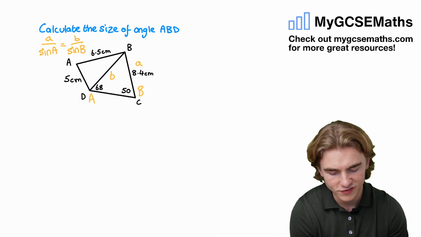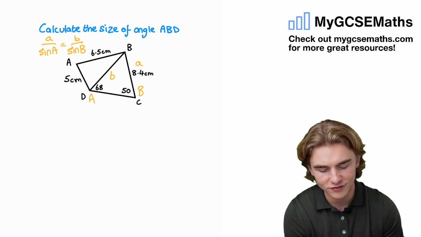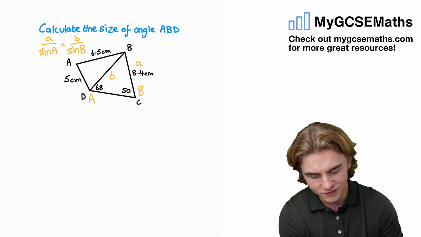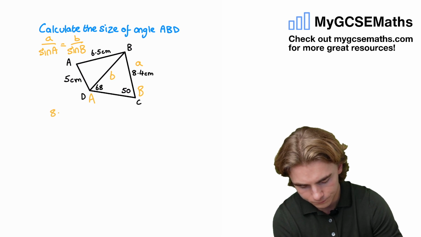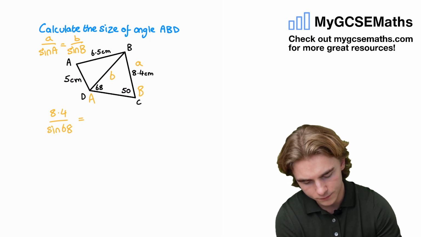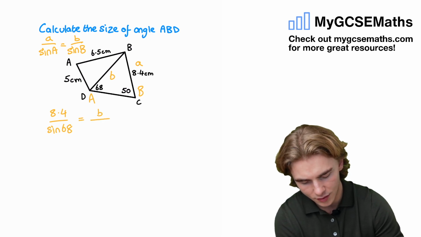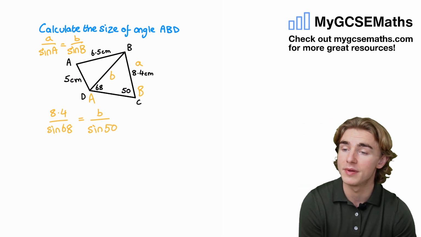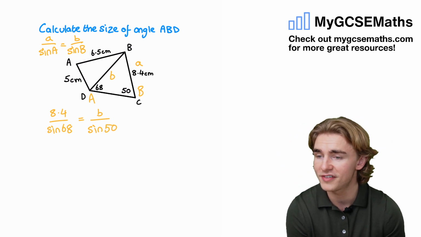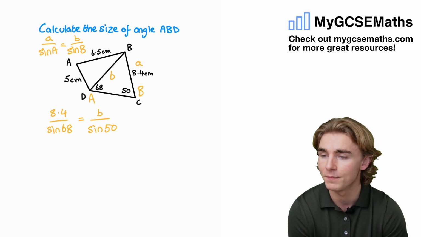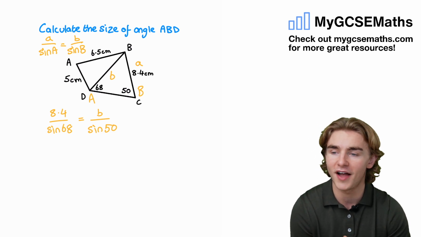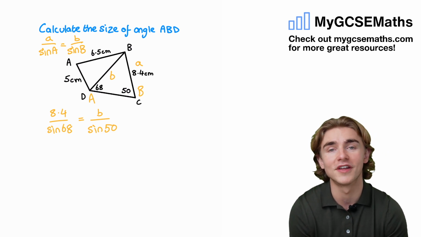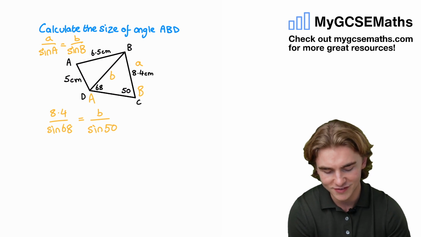Next step, guys, we're going to substitute in our values and rearrange to find the value of b. So we're going to have 8.4 over sine 68 is equal to the other opposites, b over sine of 50. To rearrange this to make b the subject, guys, we're going to have to multiply both sides of our equation by sine 50. That is because b is currently being divided by sine 50. So to get the b on its own, we multiply both sides by sine 50.